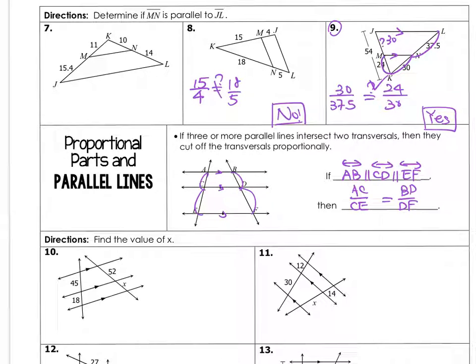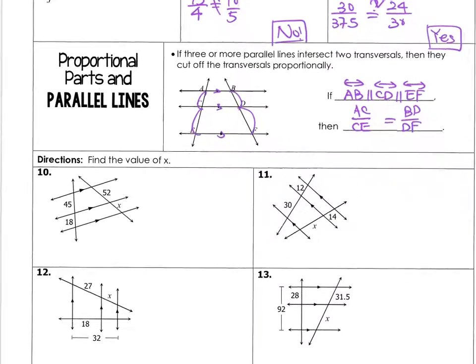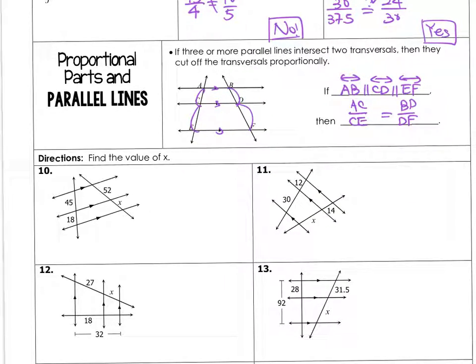And I'm going to move this up a little. Let's look at number 10. I have 3 parallel lines here, and I'm asked to find x. So I have to use the proportionality. So 45 over 18 should be the same as 52 over x, and x comes out to be 20.8, I believe.